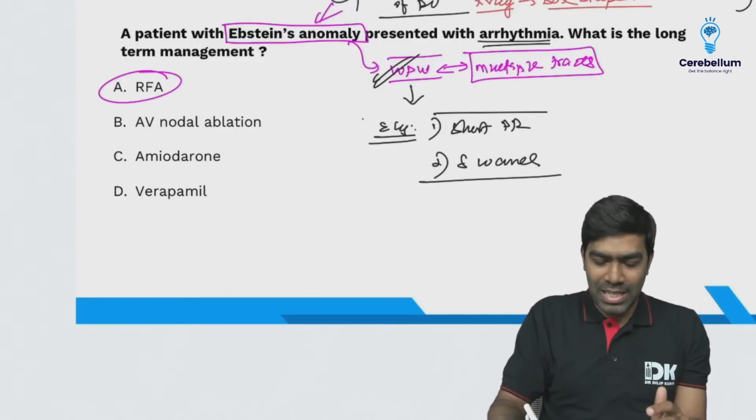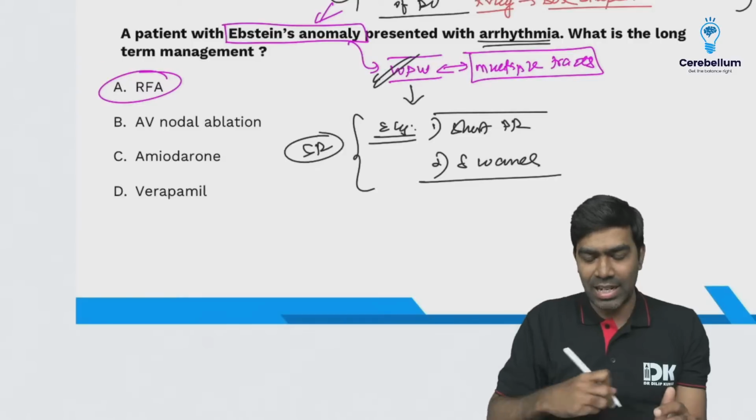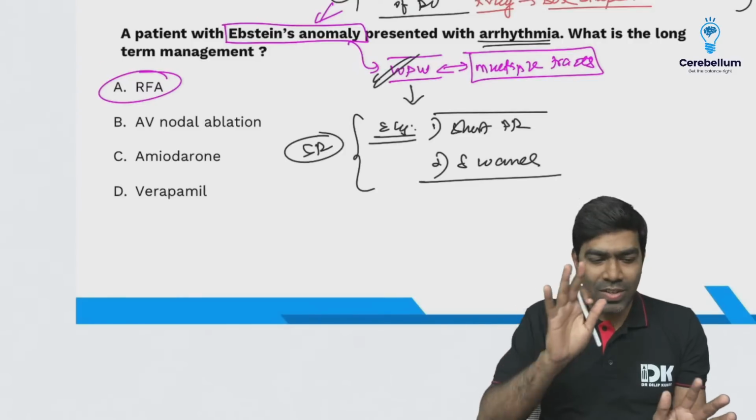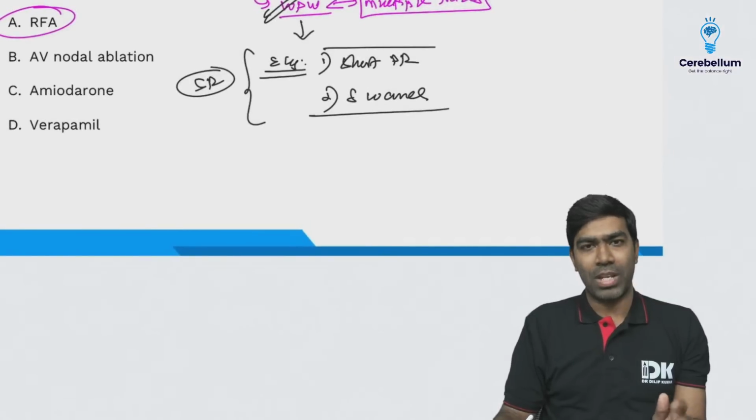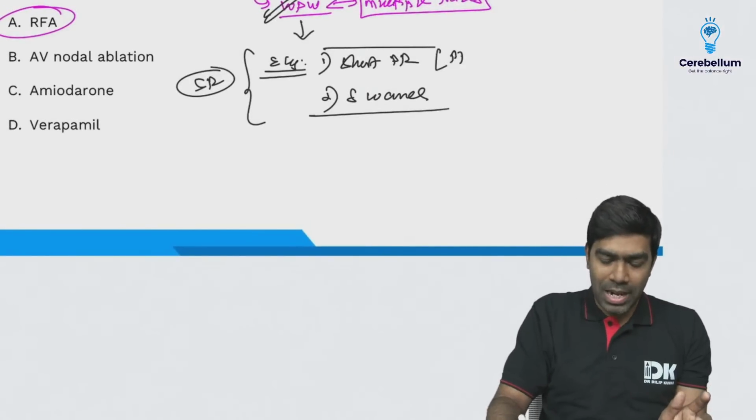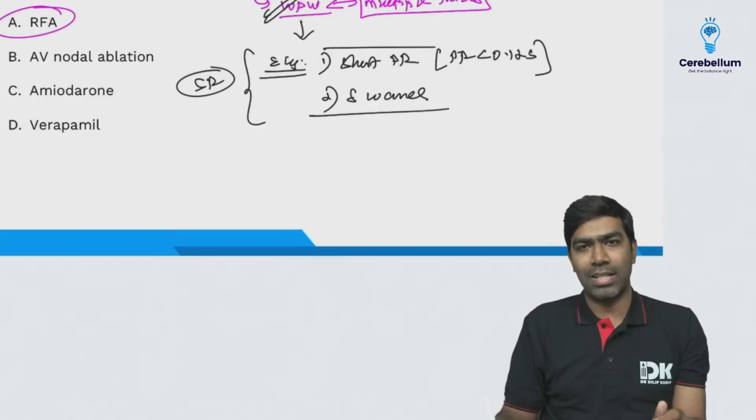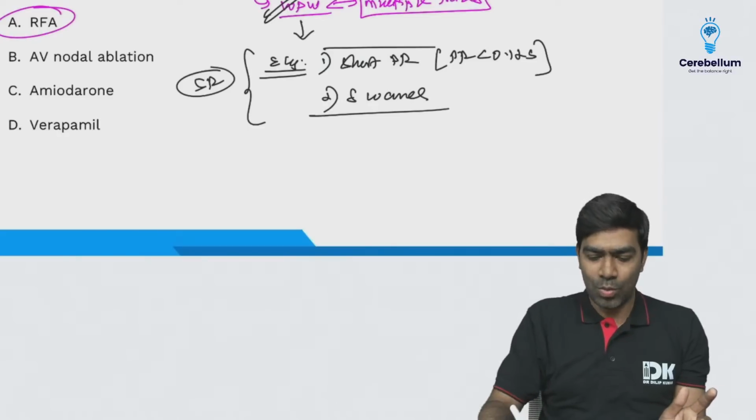So remember, these changes are seen only when the ECG is taken at sinus rhythm. During arrhythmias, these changes will disappear. Only during sinus rhythm, these changes will be there. Short PR and delta waves. What is short PR? PR interval of less than 120 milliseconds or less than 0.12 seconds. That is short PR. What are delta waves?